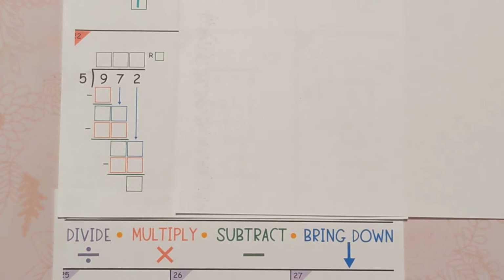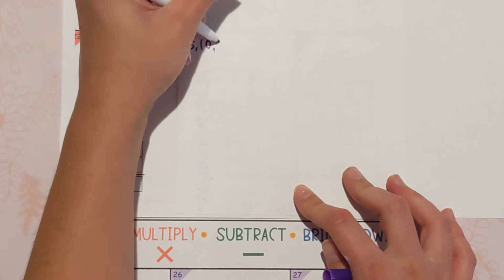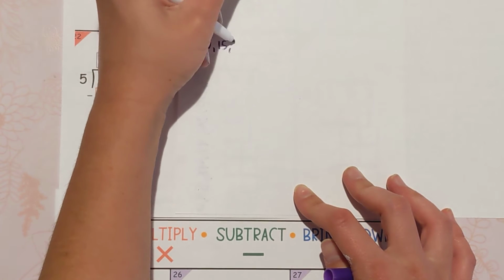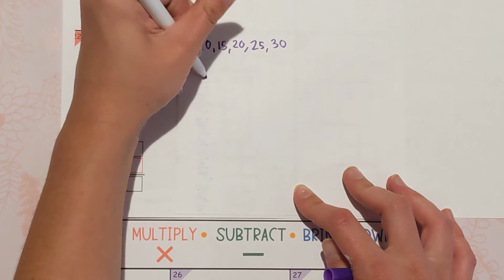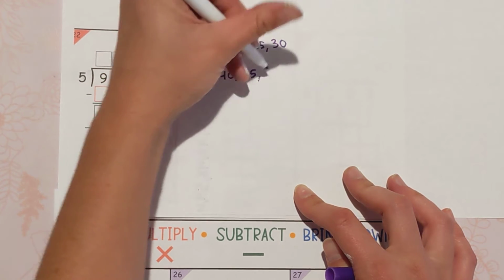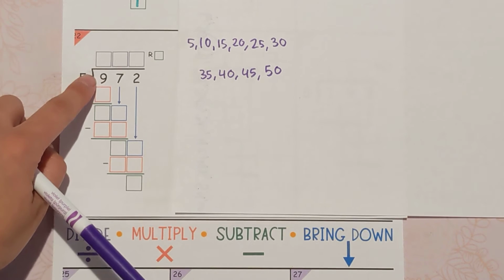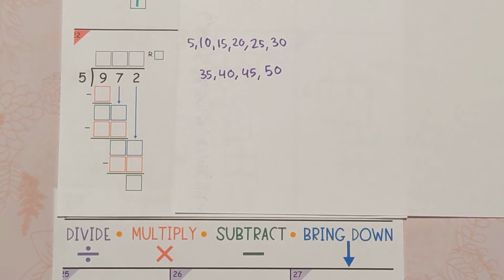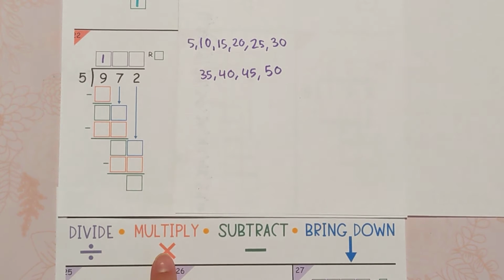I'm going to write out my multiples of 5 so that it's really easy for me to see how many times it fits into our dividend. And multiples of 5 are easy because they all end in 0 and 5s, which is really nice. All right, step 1. How many times can 5 fit into 9? Just one time. Next, we're going to multiply.